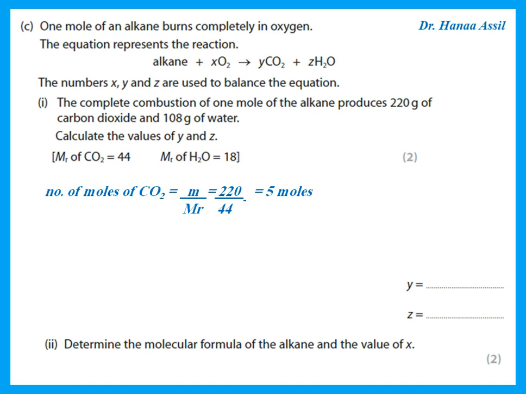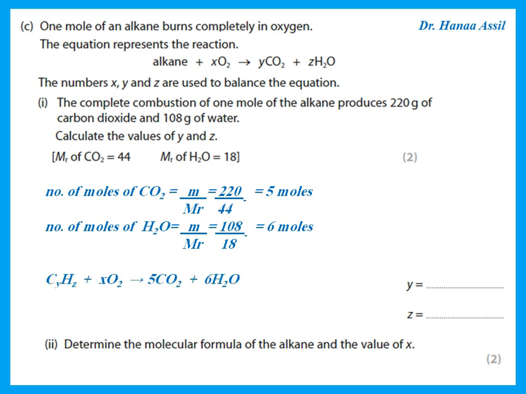Then we need to get the number of moles of water. Again, how do we get the number of moles of water? It's mass over molecular mass, and this gives me 6 moles of water. And that means that the ratio in that equation, I end up with 5 moles of CO2 and 6 moles of water. So that means that Y is 5 and Z is 6.